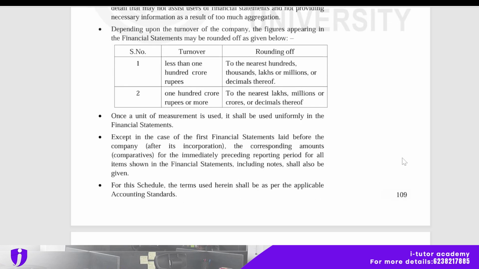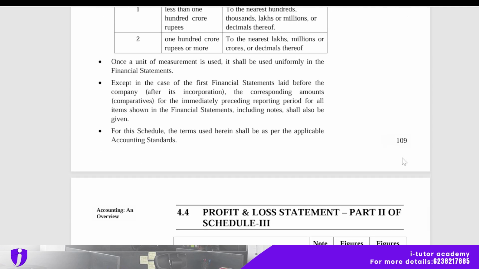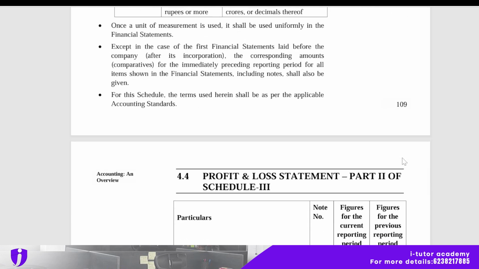And once a unit of measurement is used, it shall be used uniformly in the financial statements. Except in the case of the first financial statement laid before the company after its incorporation, the corresponding amounts, that is comparatives for the immediately preceding reporting period for all items shown in the financial statements, including notes, shall also be given. And for this schedule, the terms used herein shall be as per the applicable accounting standards.